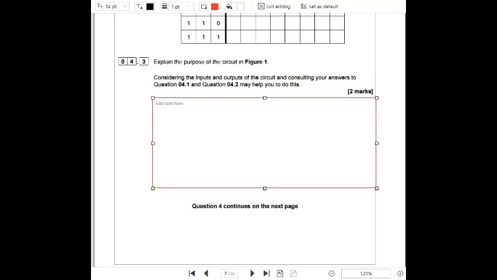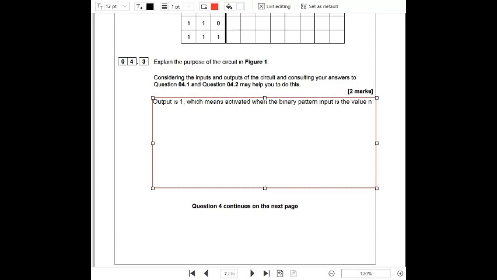So I would say the output is activated when the binary pattern input is the value n. So that is what you could have there for 2 marks. So it's a 1, which means on. Is 1, which means activated when the binary pattern input is the value n. So that is what I would say, and that is what will get you 2 marks.